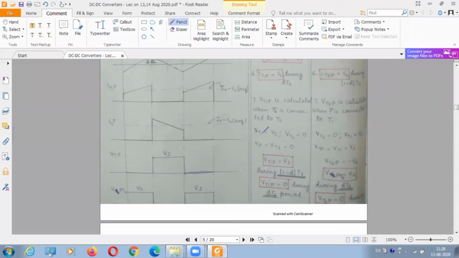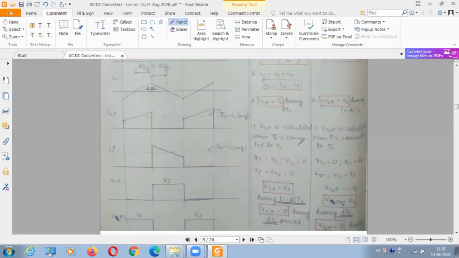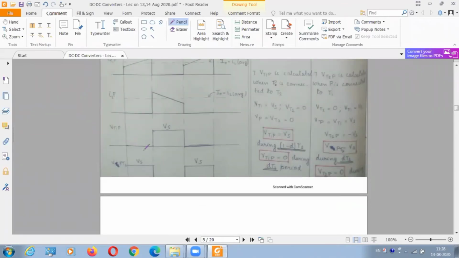So VT1P is equal to 0. I have written when T1P is calculated. Okay, just understand, then go through it. I have made this side as this side, and like this I have done. So during this period, you understood T1 and P are short circuited, so that is equal to 0.